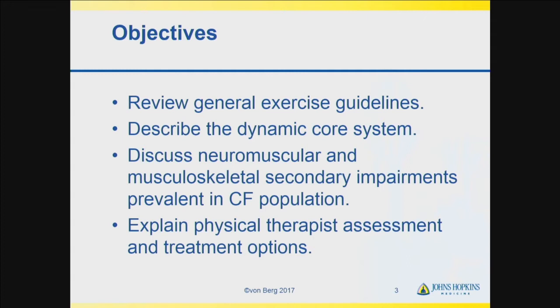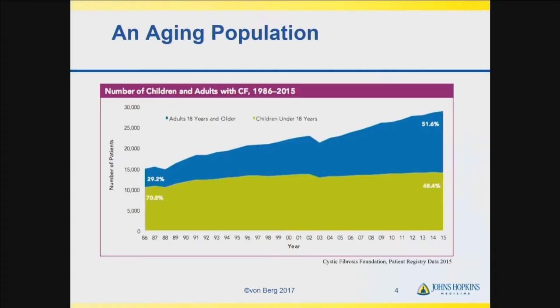We're going to talk about the dynamic core system and discuss the neuromuscular and musculoskeletal complications that are prevalent in the CF population. Dr. Clancy had us looking through the microscope, and we're going to really zoom out and look at the bigger picture, look at the whole body today. And then we're going to talk about the physical therapist assessment and treatment options.